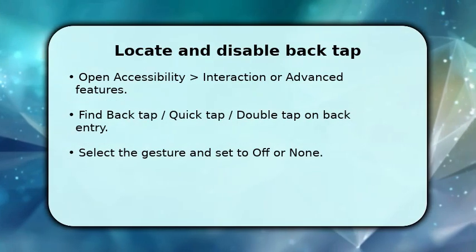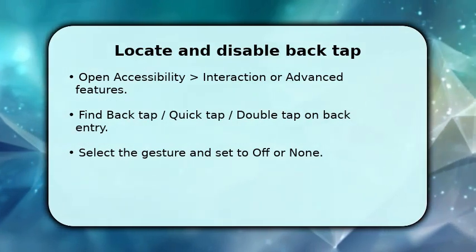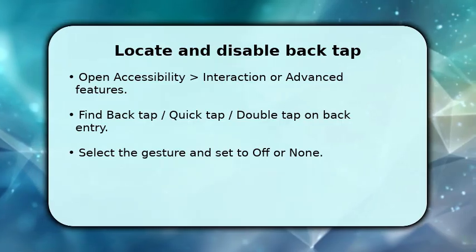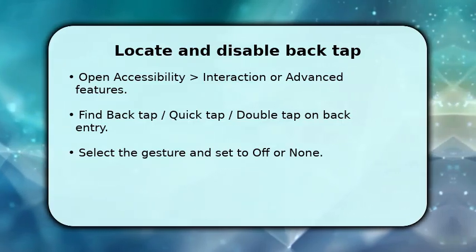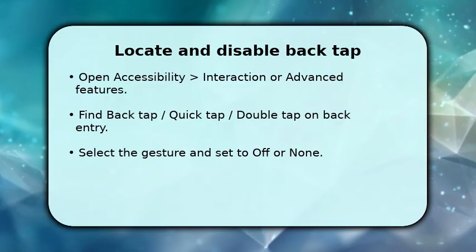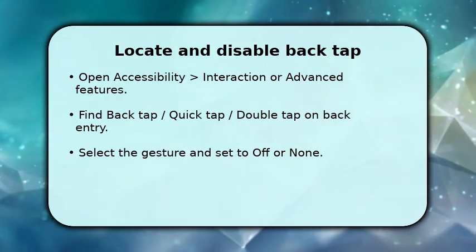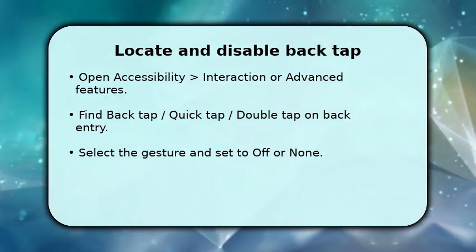You should now see Back Tap or Quick Tap listed under Interaction Gestures. Tap that entry, and you'll see actions assigned to 1 or 2 taps. Select the assigned action that says Screenshot and change it to Off or None. Alternatively, pick another action you prefer.